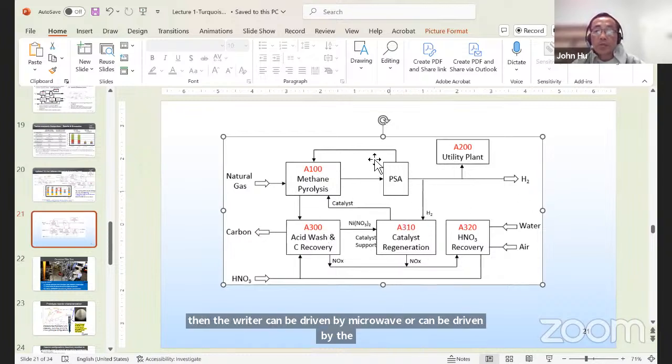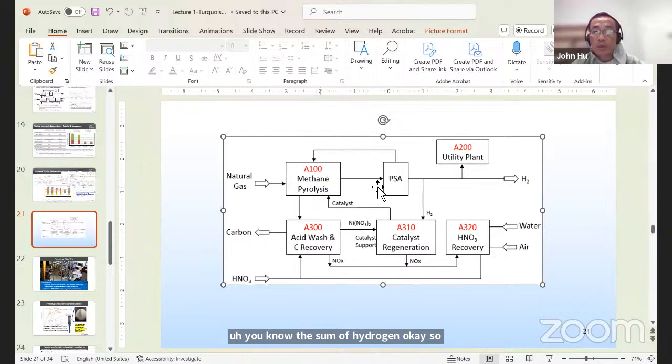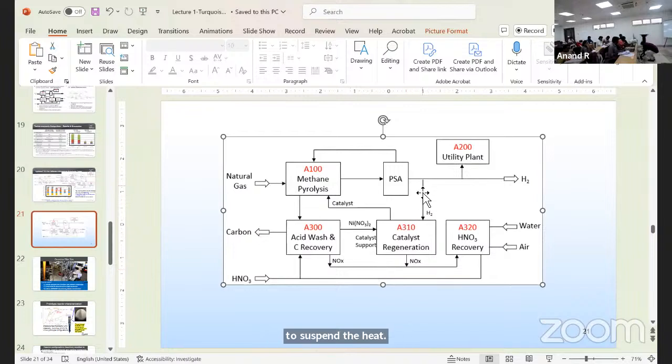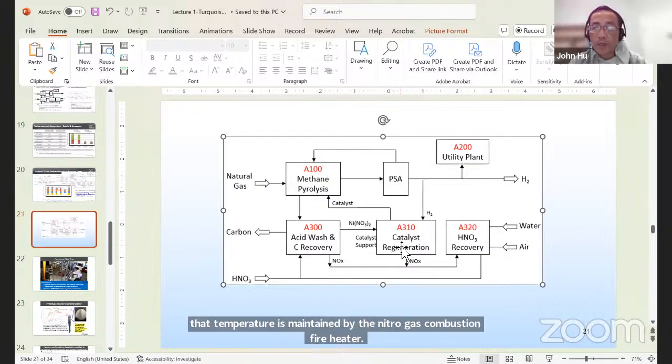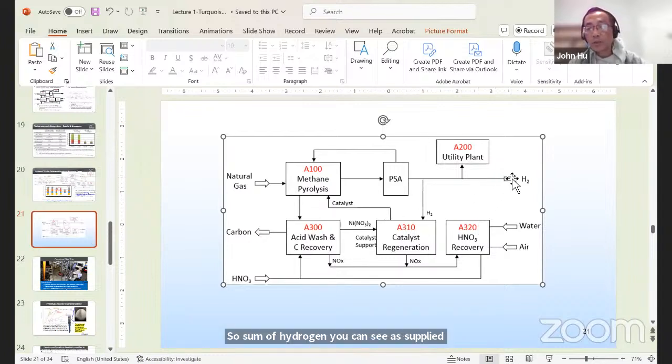Okay, so this process is called zero emission, purely zero emission CO2, because we do not have any fossil combustion to sustain the heat. And also some of the hydrogen goes into the catalyst regeneration, because for catalyst regeneration you need to maintain temperature, all right? Traditionally, that temperature is maintained by a natural gas combustion fired heater. So some of the hydrogen you can see is supplied as heat. So in the entire process, we use some of the hydrogen produced to sustain heat for the reactor, and then downstream separation and regeneration.